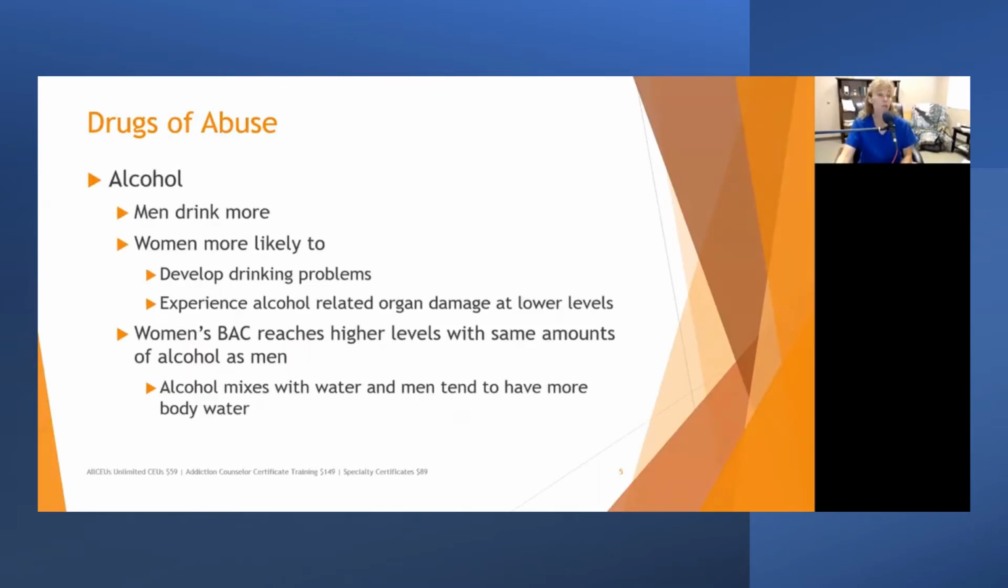Men tend to drink more than women, but women are more likely to develop drinking problems and experience alcohol-related organ damage at lower levels. This is because women's blood alcohol reaches higher levels with the same amount of alcohol as men, because alcohol mixes with water, and men tend to have more body water. They have more muscle mass, which means they tend to have more body water. So it is important to recognize that it's the blood alcohol we're looking at more so than how many drinks the person actually had.